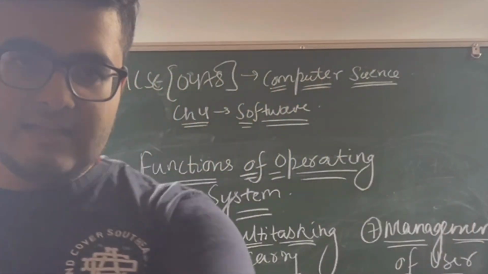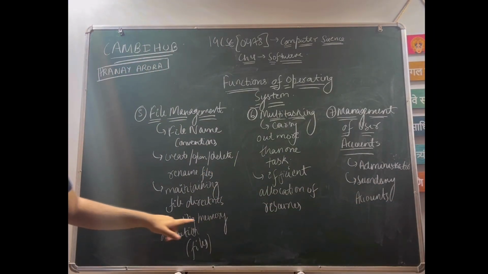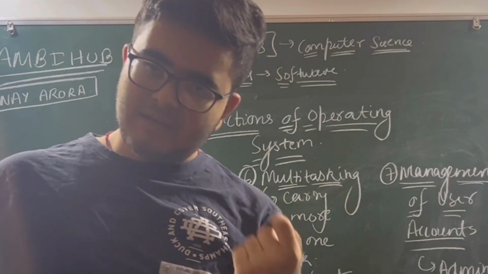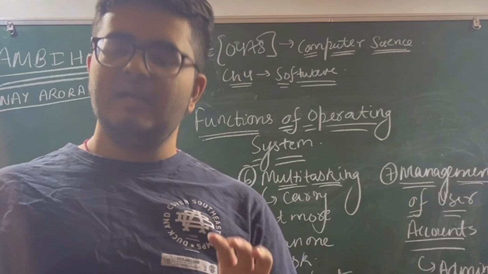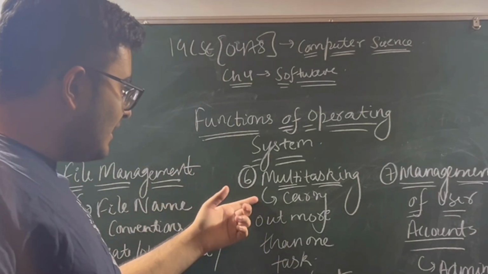All of this directly, this file location is also maintained by the system. Then ensuring memory allocation to each file. Obviously each file also needs memory in my system, so it will allocate memory to each of the files, right? The next operation is multitasking.